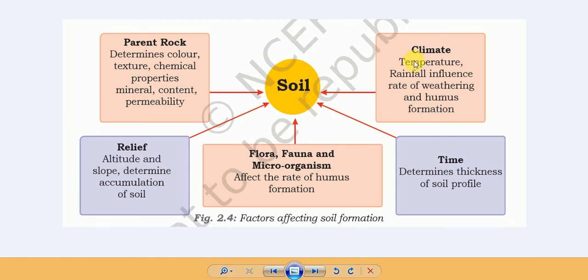Then climate, that is temperature and rainfall, influences the rate of weathering and humus formation. Vegetation, that is flora, fauna and microorganisms, affects the rate of humus formation. And time determines the thickness of the soil profile. So this is about the factors affecting soil formation.